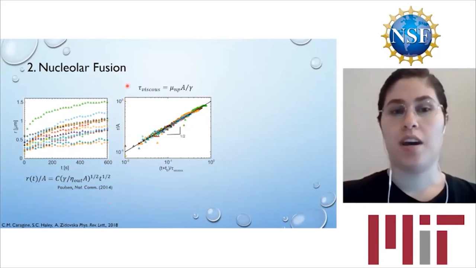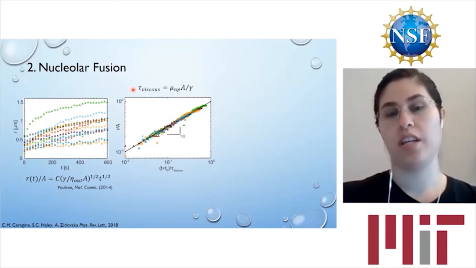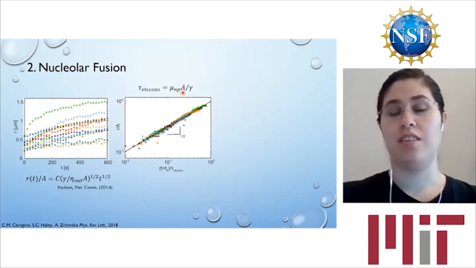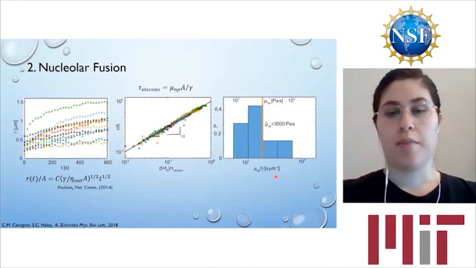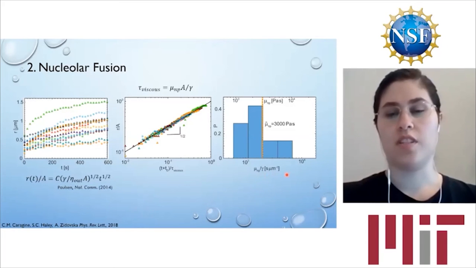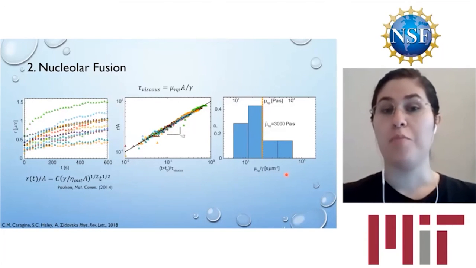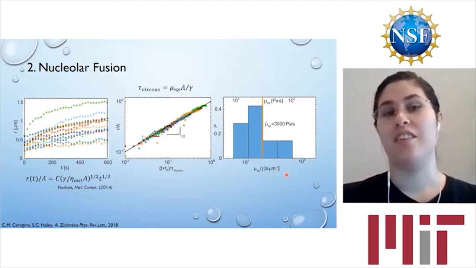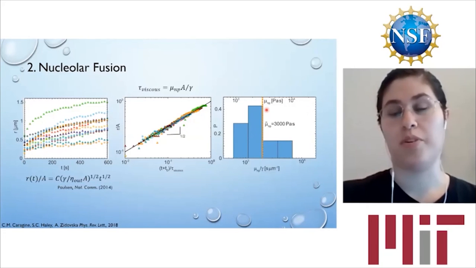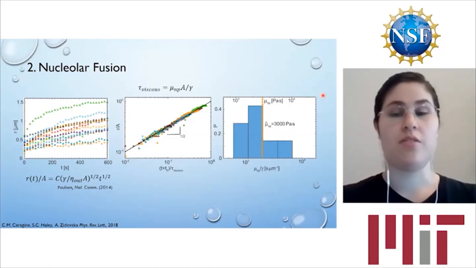And so from this data, we can actually extract this tau viscous quantity, which is a function of the viscosity of the nucleoplasm, this droplet radius, which we already know, and the surface tension gamma. So in this plot here, on the bottom axis, we have the viscosity of the nucleoplasm divided by the surface tension, which is the inverse capillary velocity. But in our previous measurements, we already have the surface tension of the nucleolar droplets. And so we can now extract the viscosity of the nucleoplasm, which is shown in this upper axis here. And we get a viscosity of 3,000 Pascal seconds.